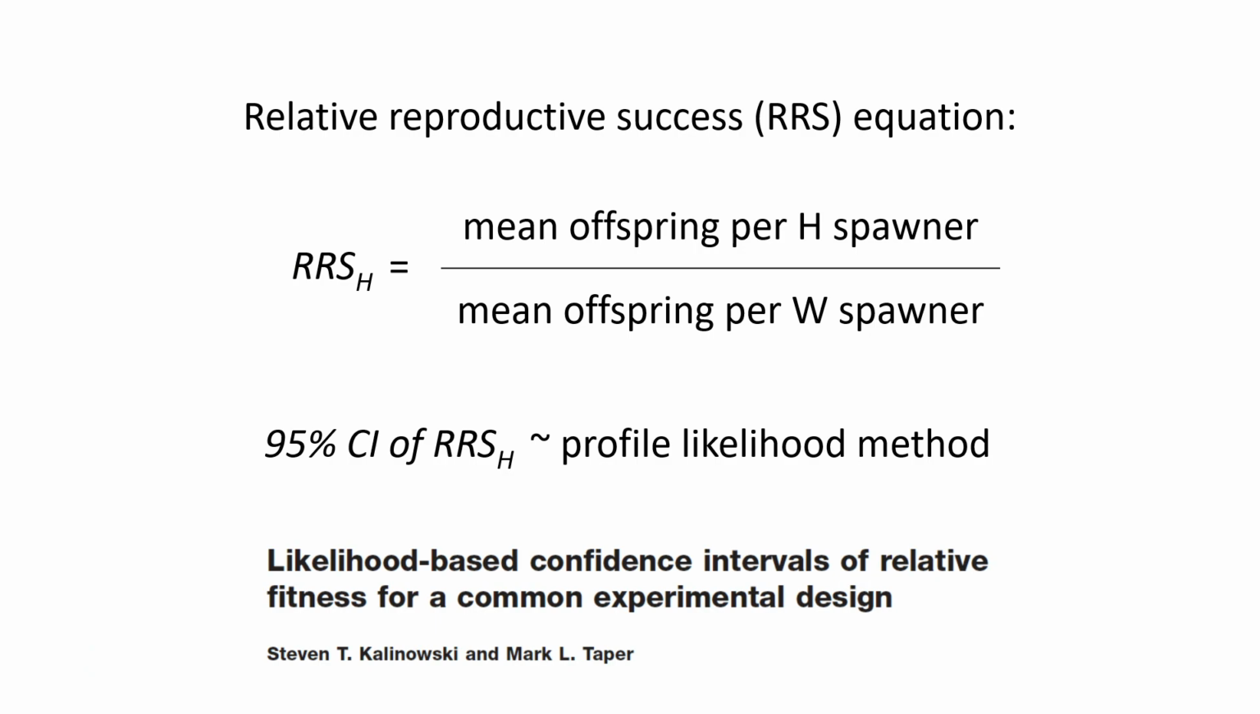Anyway, so now I'm going to show you some of our relative reproductive success results. But first I want to make sure we're on the same page about what that is exactly. The relative reproductive success of hatchery fish is just the average number of offspring per hatchery spawner divided by the average number of offspring per wild spawner. And I'll show some confidence intervals that are from the profile likelihood method.